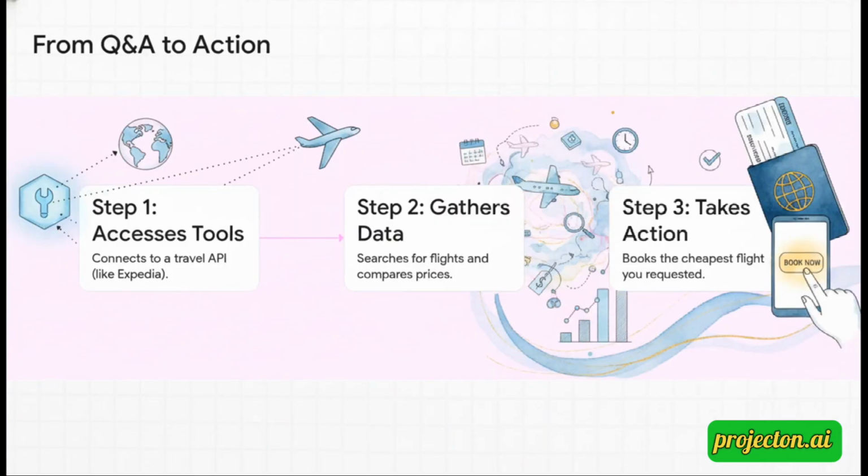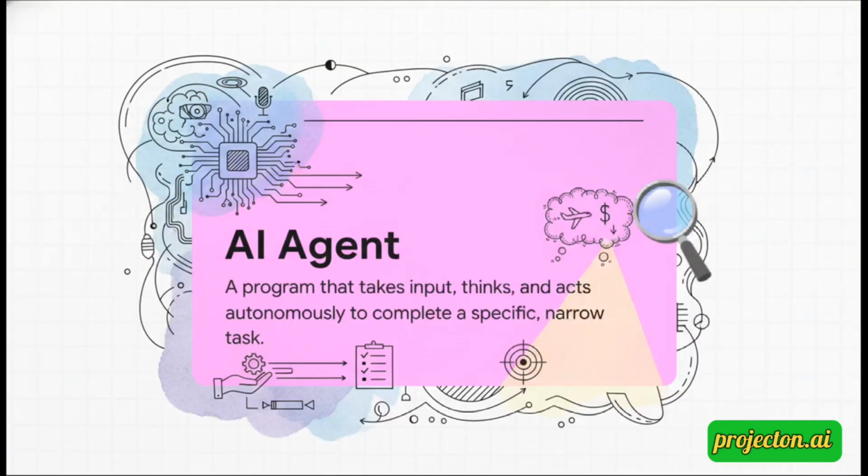Well, everything changes. Now, when you ask about that flight to Paris, it doesn't just say, I can't help with that. No, it accesses its tool, that travel API. It starts gathering live, up-to-the-minute data, comparing prices. And then, and this is the key part, it takes action. It finds the cheapest option and actually books it for you. It's not just a creator anymore. Now, it's a doer. And that's really the definition of an AI agent.